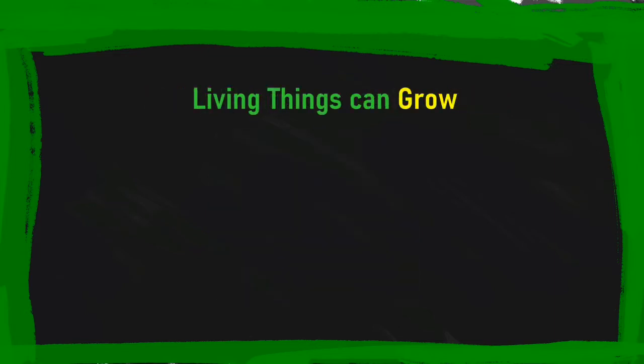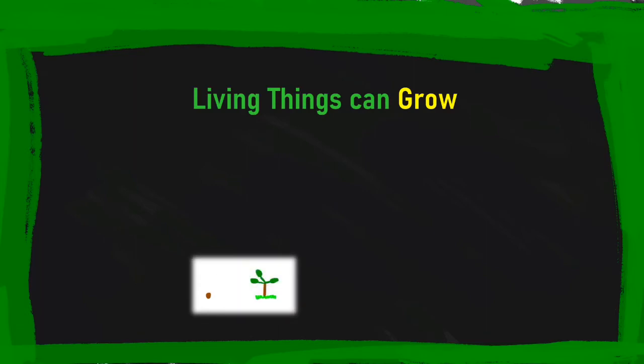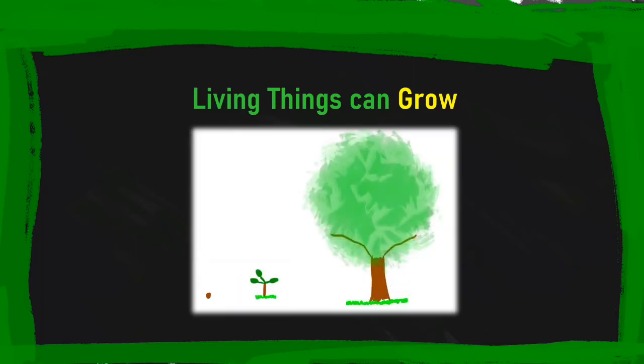Living things can grow. This can mean that living things get bigger over the course of their lives, but it can also mean that they get more complicated, or simply that when they get damaged, they can repair themselves.